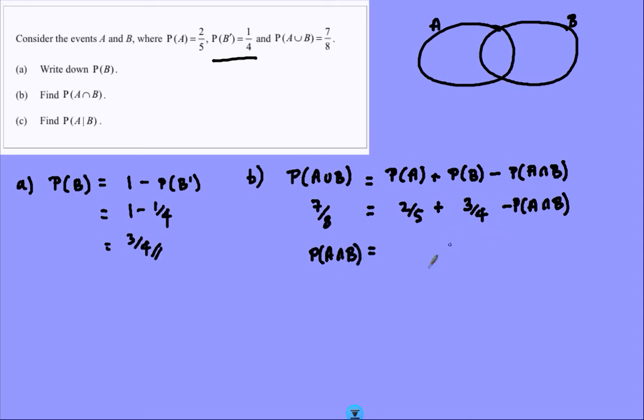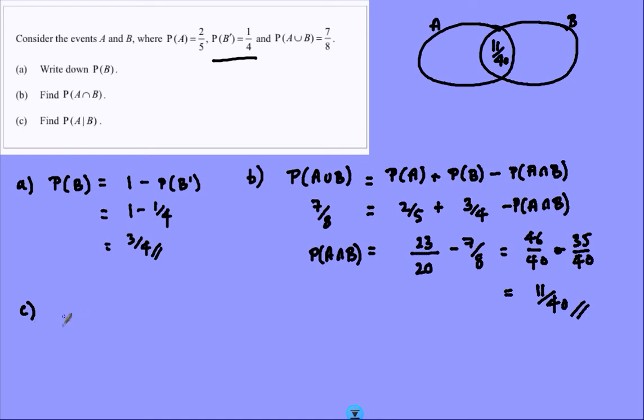Add these together, and let's add them. Get 20ths, 8, 15, 23 20ths. Then 7/8. Subtract as 40ths, and that will give us 11 40ths as our intersection there.